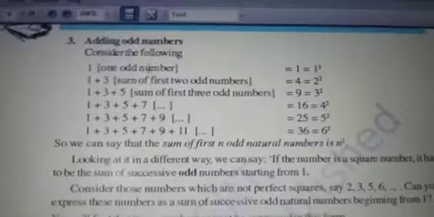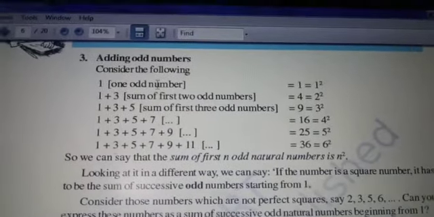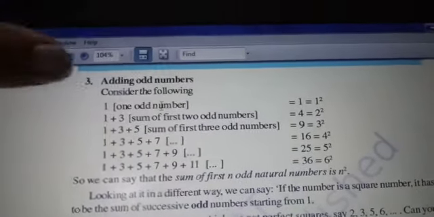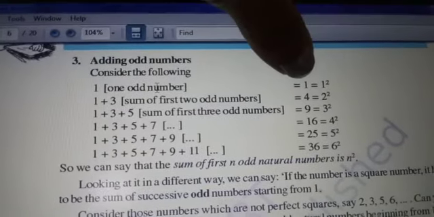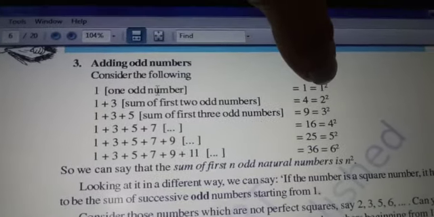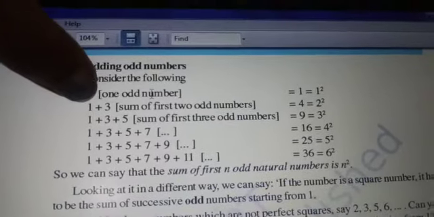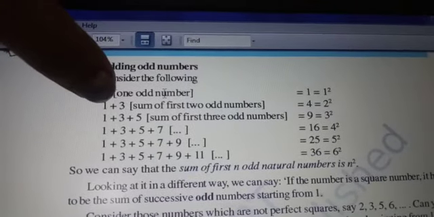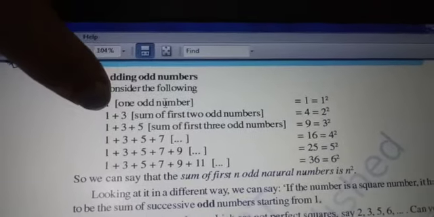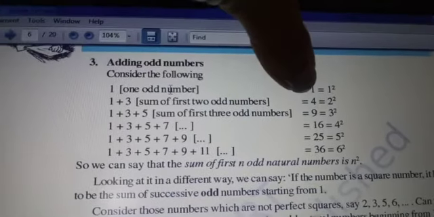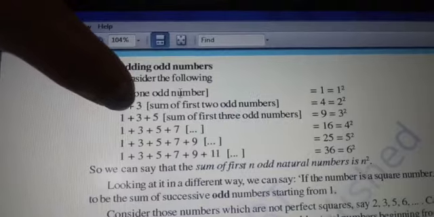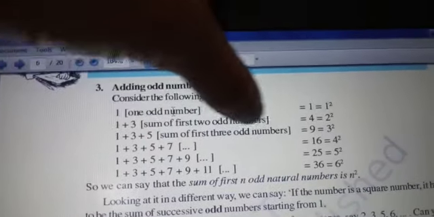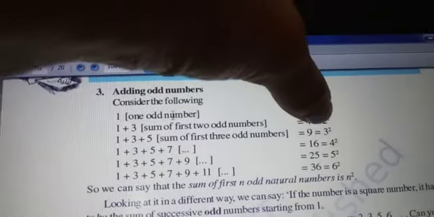Next, you can take your next page, adding odd numbers. So we are going to find one more pattern from this. See, first I'm using only 1. The answer is 1. 1 is 1 square, right? Next I'm adding two odd numbers. After 1, what is the odd number? 3. 1 plus 3 is 4. 4 is actually 2 square. Next, 1 plus 3 plus 5 is 9. 9 is 3 square.